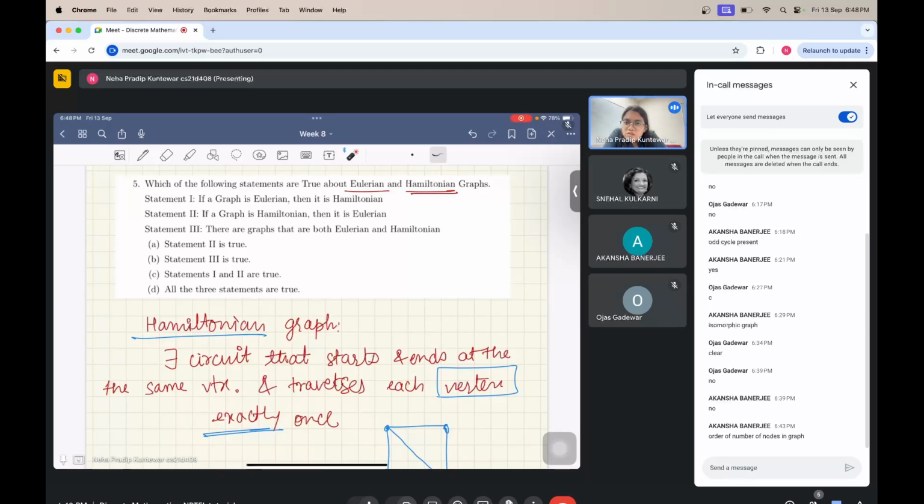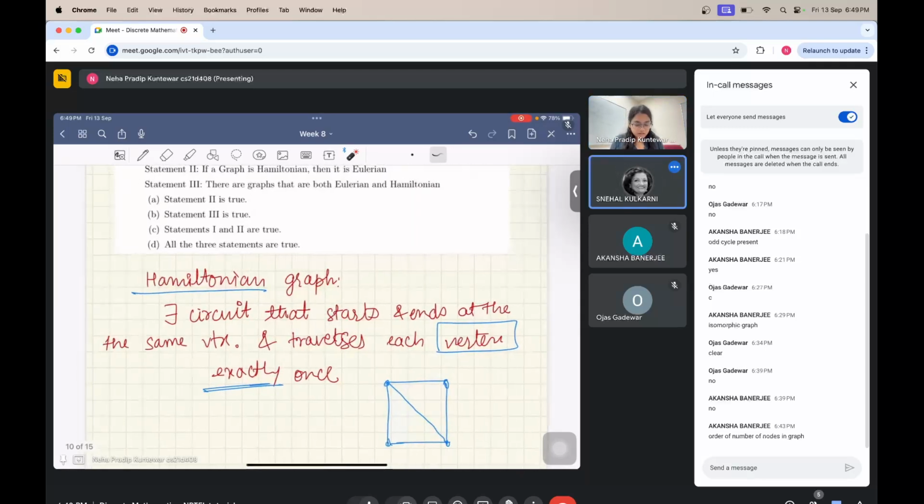Okay, so what do you think about statement one? If a graph has an Eulerian tour, is it necessary that it has a Hamiltonian circuit? Okay, one counter example. Yeah.